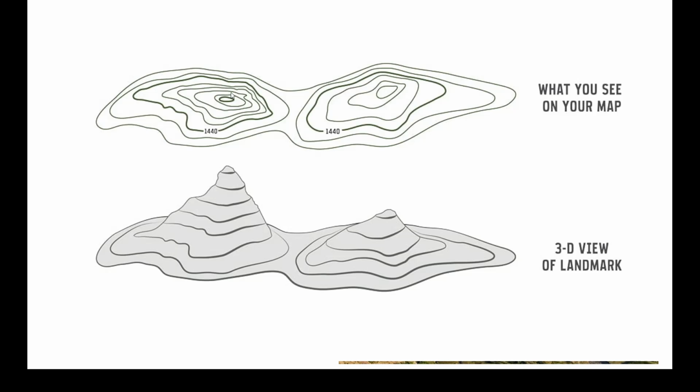Because several concentric rings on a topographic map could represent a peak or a hill coming out of the ground, or it could even represent a basin or a depression in the ground. It just depends on if that surface is increasing in elevation or decreasing in elevation, which is why that labeling is so important.